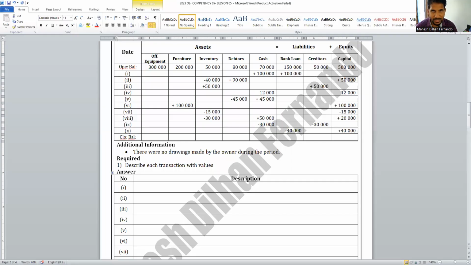Once again, remember, don't mention that it's on cash. I try to say, obtained a bank loan 100,000. That's enough. Mention a rupee value. Okay, continue with your answers.